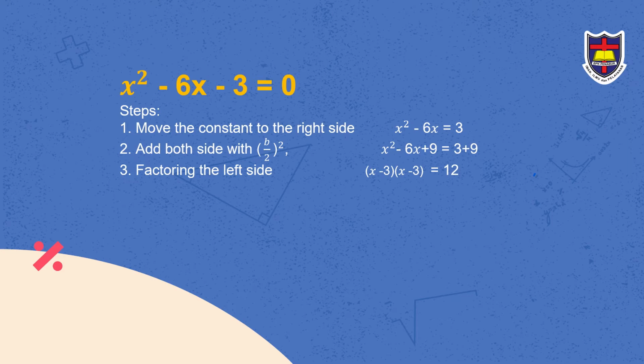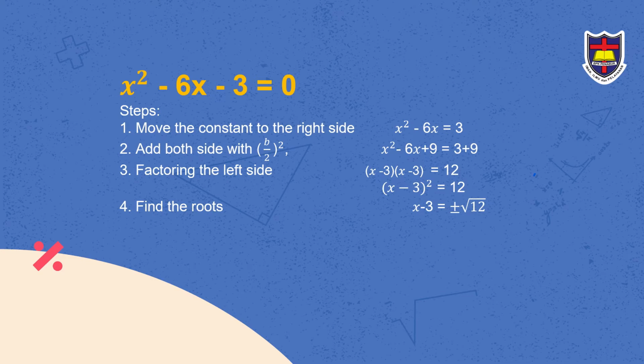We must factor the left side. The left side will become a perfect square, so we have (x minus 3) squared equals 12. After it, we must find the square roots of both sides. When we take the square root of both sides, we have x minus 3 equals plus or minus the square root of 12.